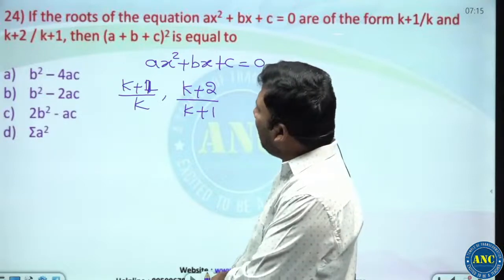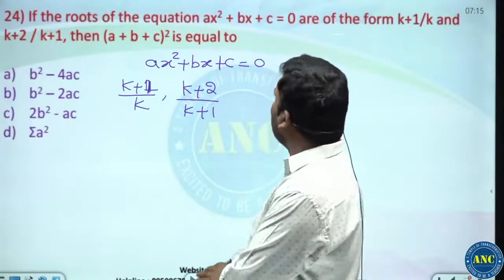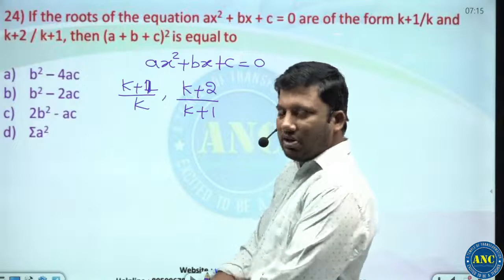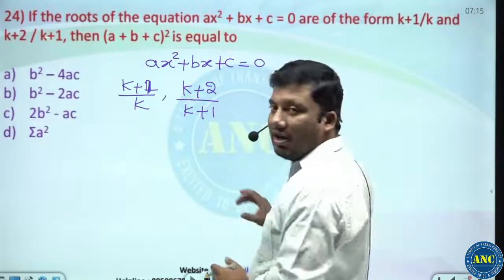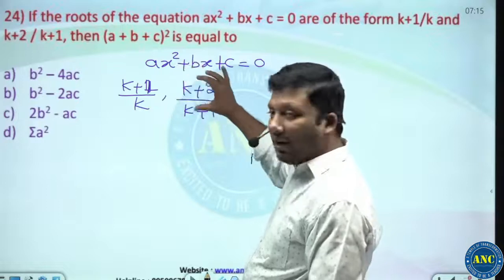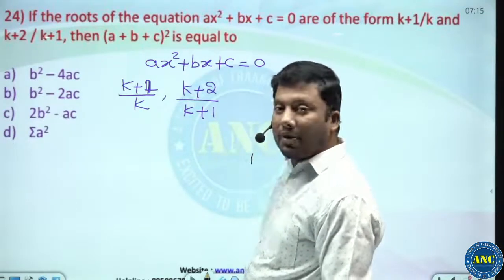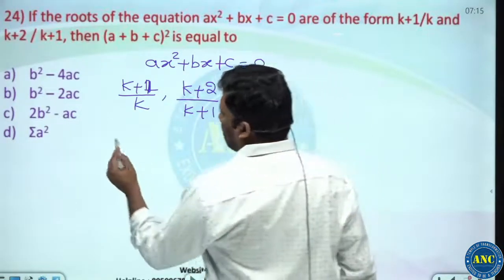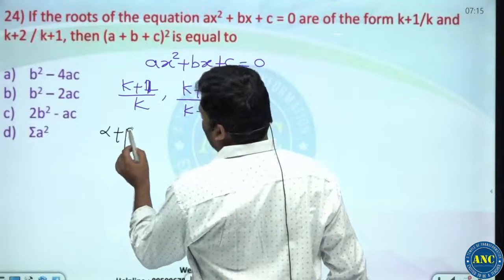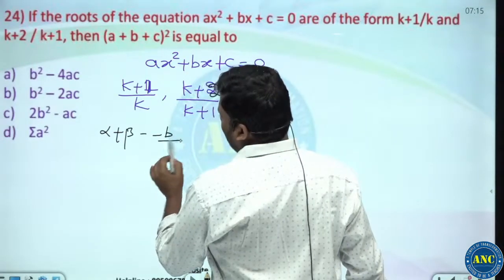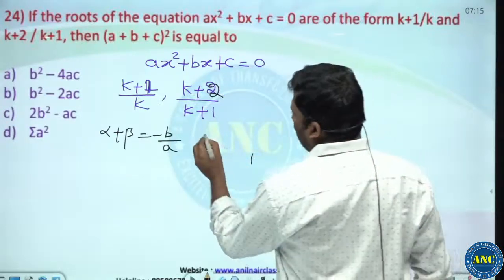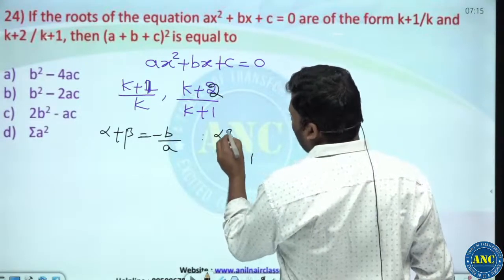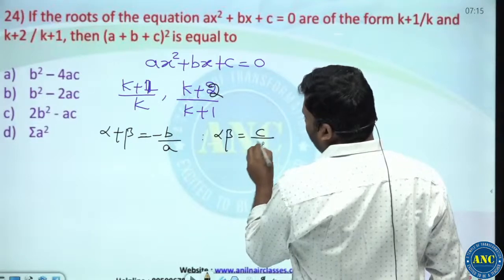What we have to find? (a plus b plus c) whole square. Traditional method, then we can use the optimal method. One root is k plus 1 by k. Another root is k plus 2 by k plus 1. So sum of the roots is given by minus b by a, and product of the roots is given by c by a.